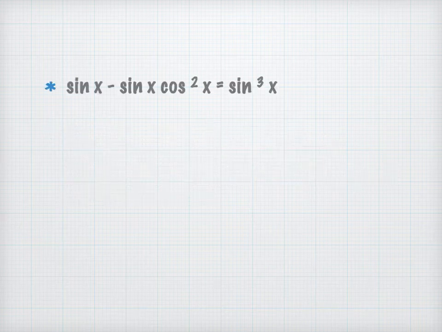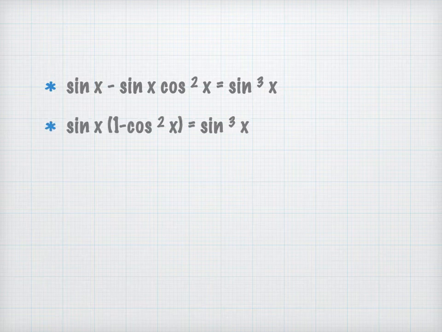Okay, so we look first at this one. Sine of x minus sine of x times the cosine squared of x, and they want us to show that that's the same as sine cubed of x. So the first thing we're going to do is factor. Now you'll notice there's a sine x in both terms on the left, so we can factor out a sine x. And what's left then would be 1 minus cosine squared x in the parentheses, okay?